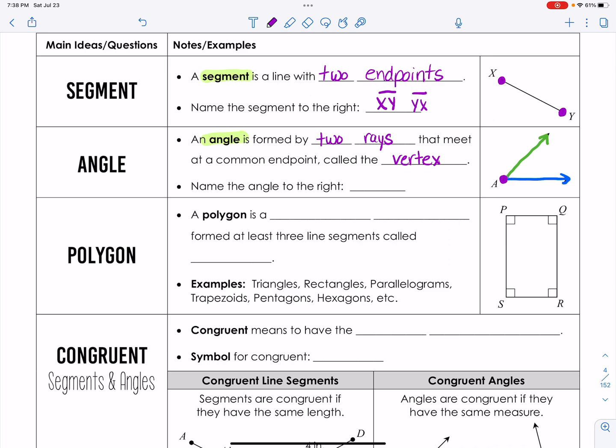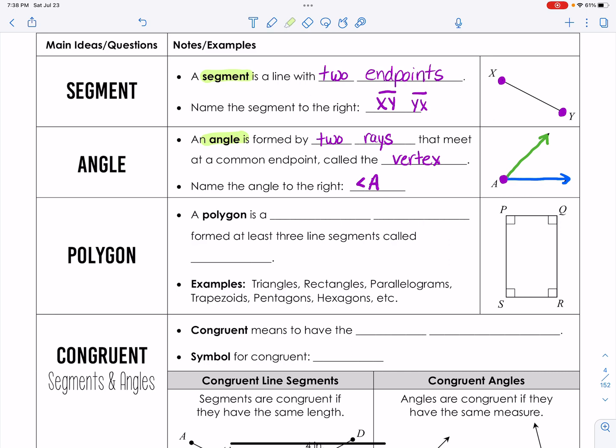So to name it, you put a little angle sign and then you put A. It's angle A. Those little things are going to be important as you move on. So I am going to make sure that you're labeling things right.